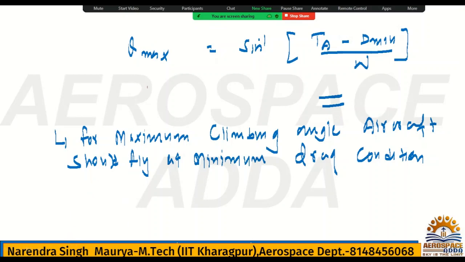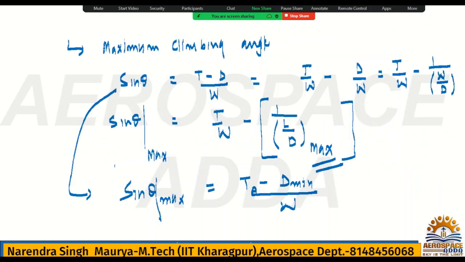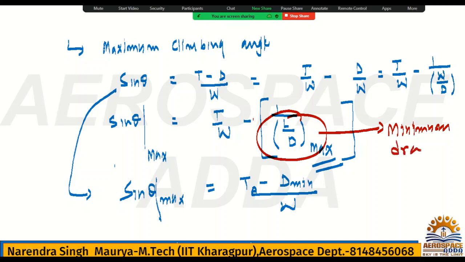What is proved? For maximum climbing angle or for maximum rate of climb, that aircraft should fly at minimum drag condition. At minimum drag condition, you can understand by this way or by this way also. This L by D max is the minimum drag.